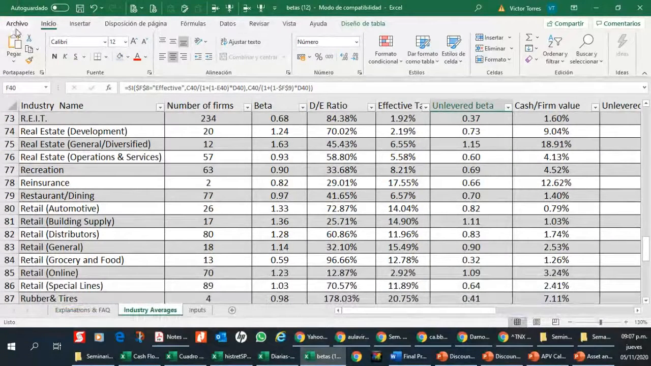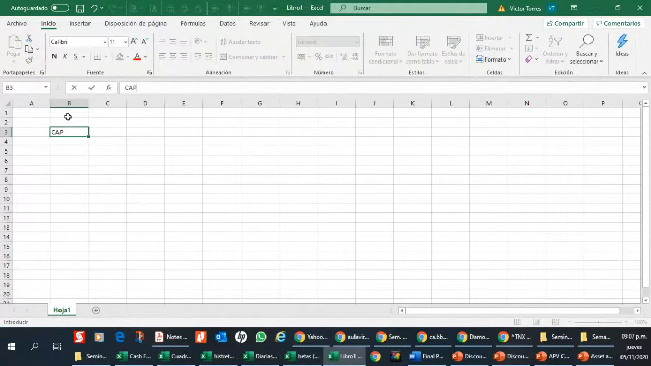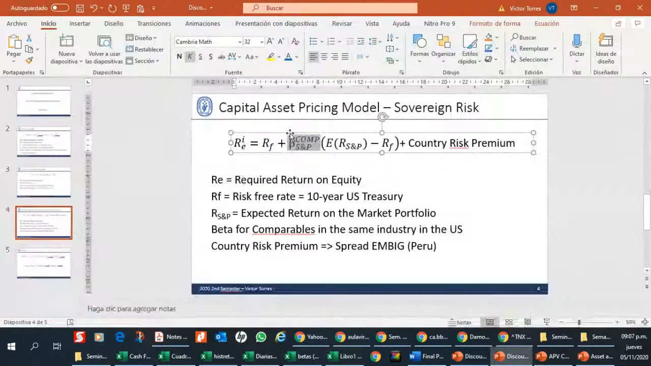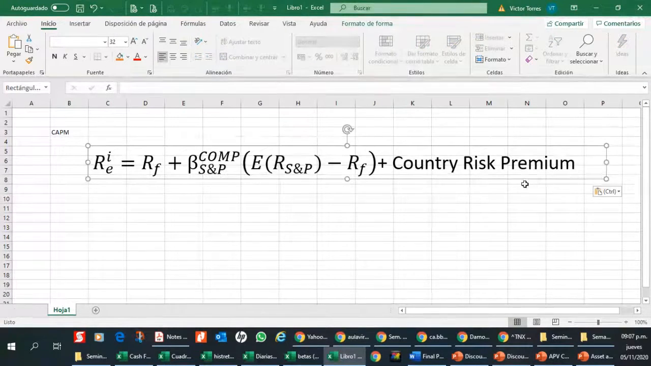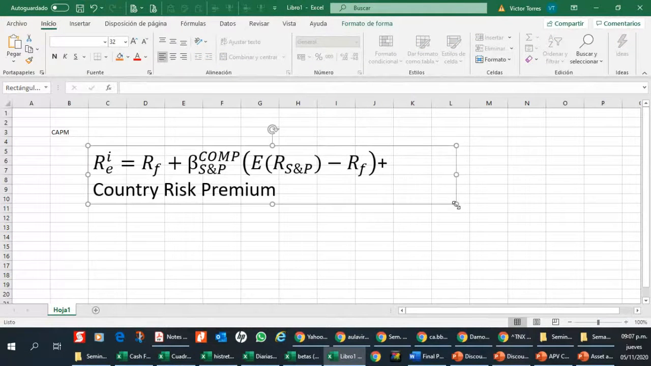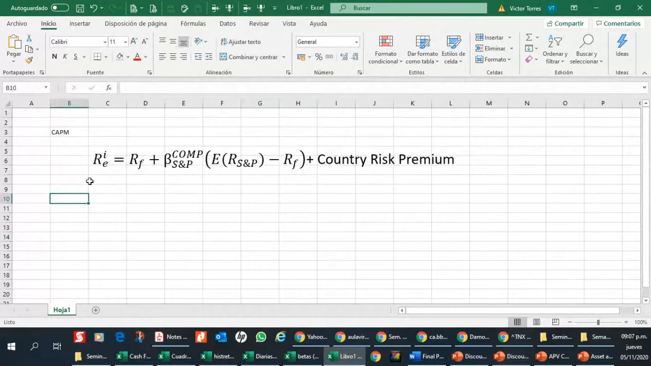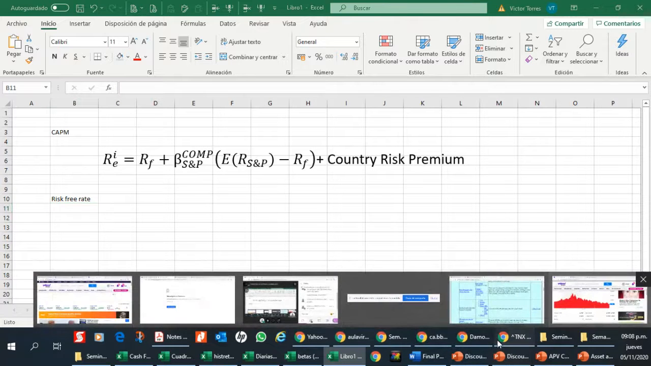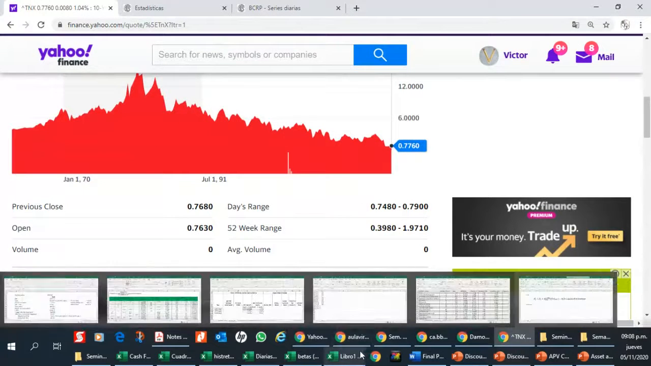So far, we want to go to the CAPM. I'm going to copy here the formula that we have just been discussing. All I'm saying is we are going to be capable of getting this information from several sources. What's happening here? What we're going to be doing is we're going to come up with a risk-free rate. As I said, we are going to be picking that up out of Yahoo Finance. I'm going to use this 0.7680.